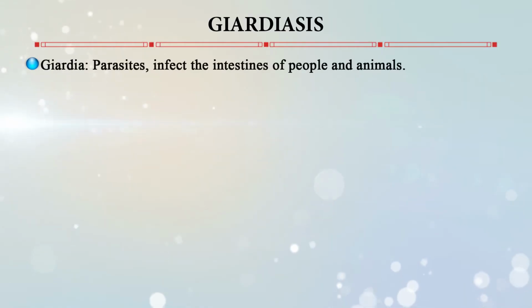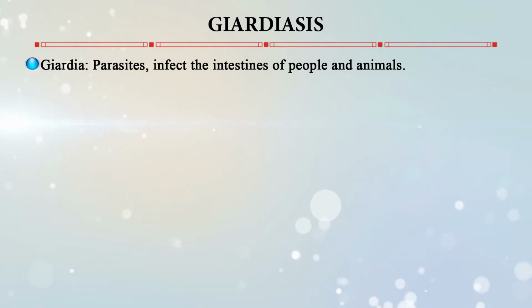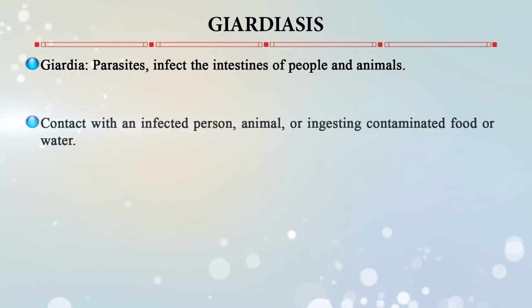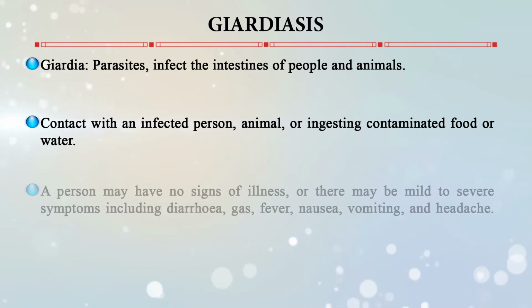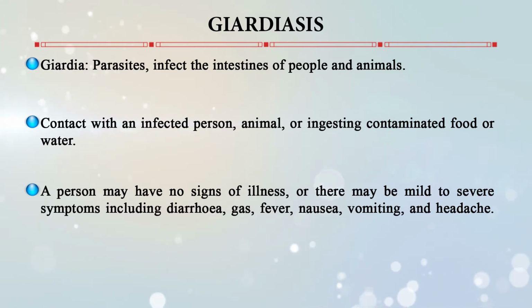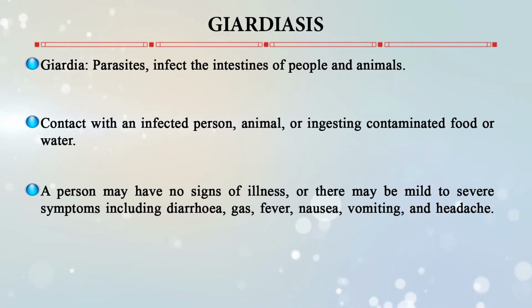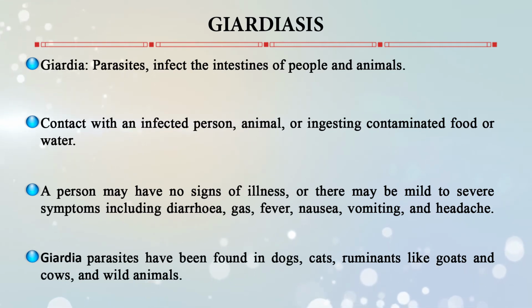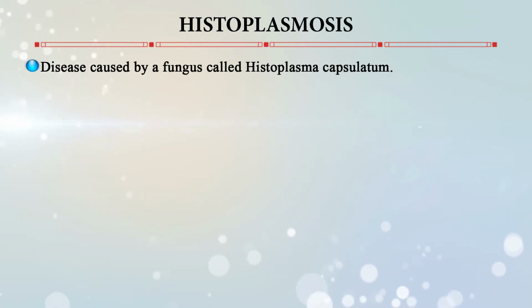Giardiasis. This is a very common parasite, a protozoan, which infects the intestines of people as well as animals. Infection occurs through contact with an infected person or animal, and by ingesting contaminated food and water. Sometimes a person can show no sign of illness. There may be mild to severe symptoms like gas, abdominal distension, fever, nausea, diarrhea, vomiting and headache. These Giardia parasites have been found in dogs, cats, ruminants such as goats and cows, and also in wild animals.